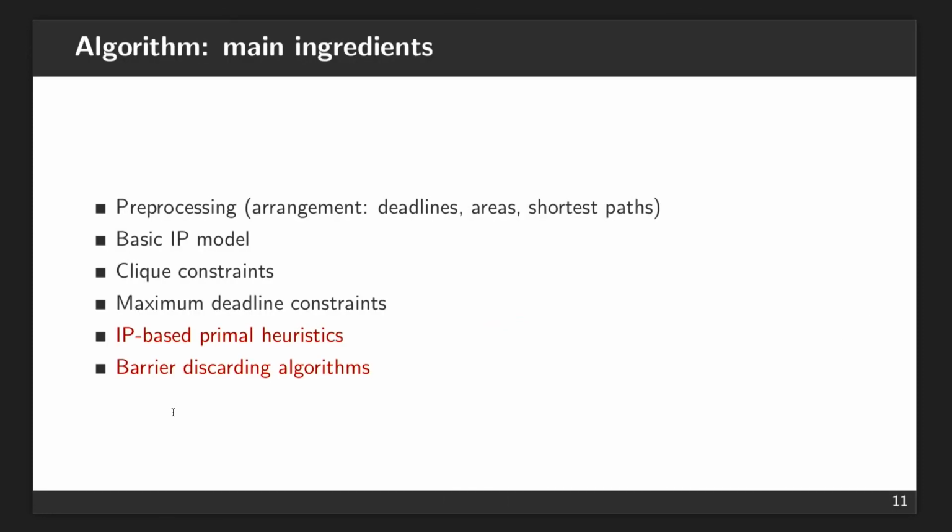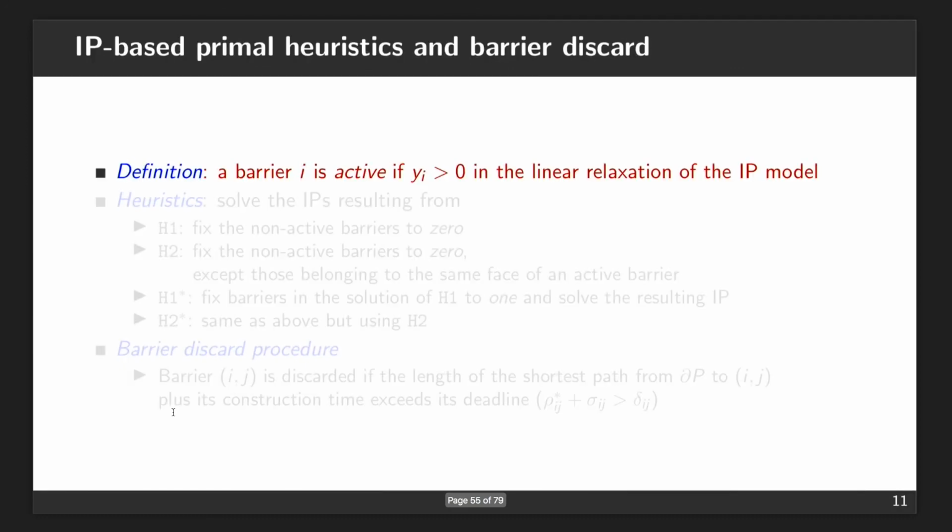We also use some primal heuristics, and for preprocessing, we use barrier discarding algorithms. Let me just briefly explain how they work. So we call a barrier active if, when you solve the linear relaxation of the problem, the variable corresponding to this barrier is positive.